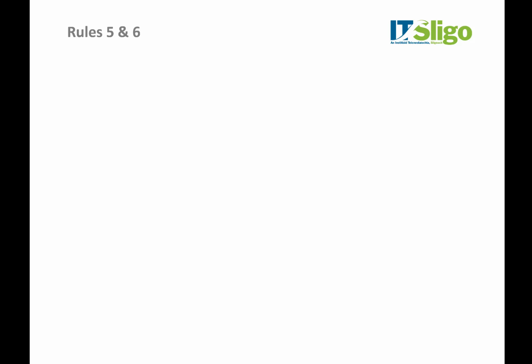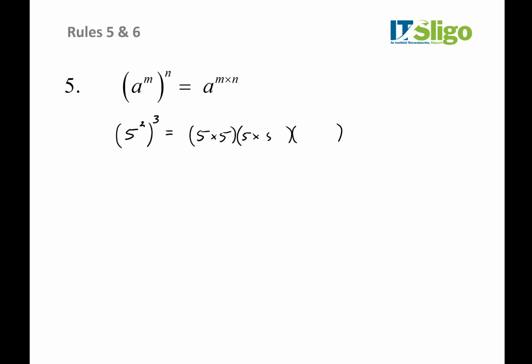The last 2 rules, don't worry, we're nearly there. Here, guys, the kind of example here, we say if we had 5 squared and this was to be cubed. Really what that is, 5 squared, well, that's 5 by 5, and then it's multiplied by itself 3 times. So this will give us 5 to the power of 6.